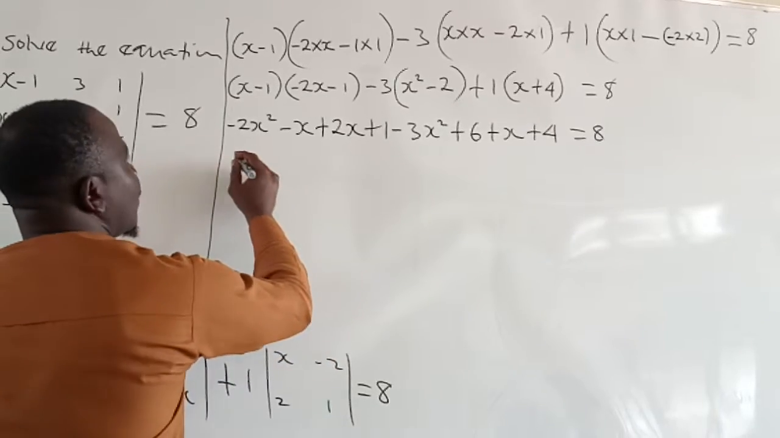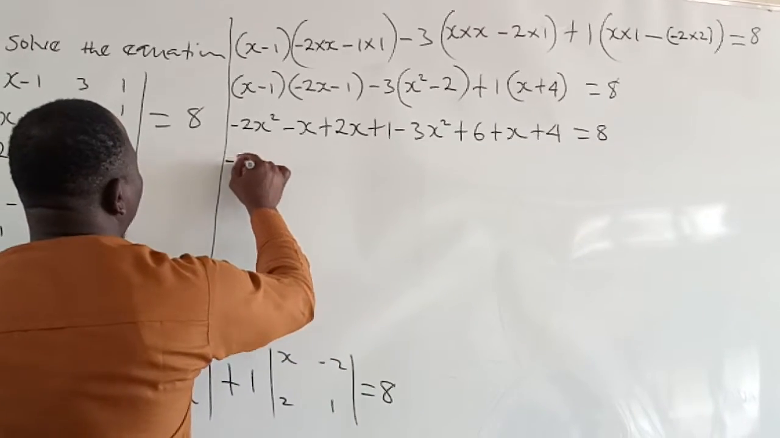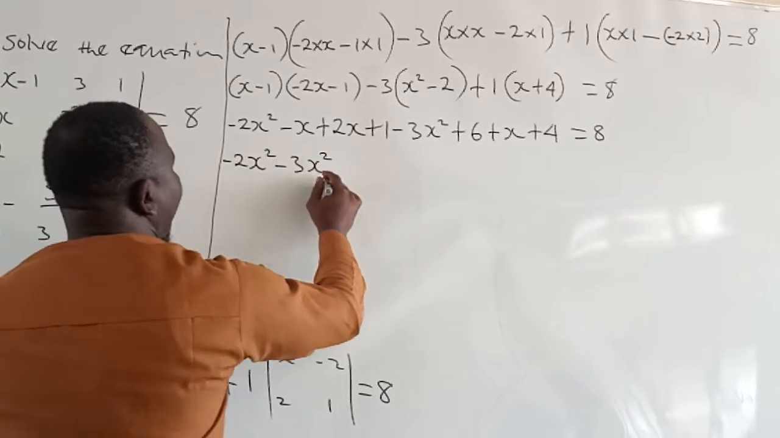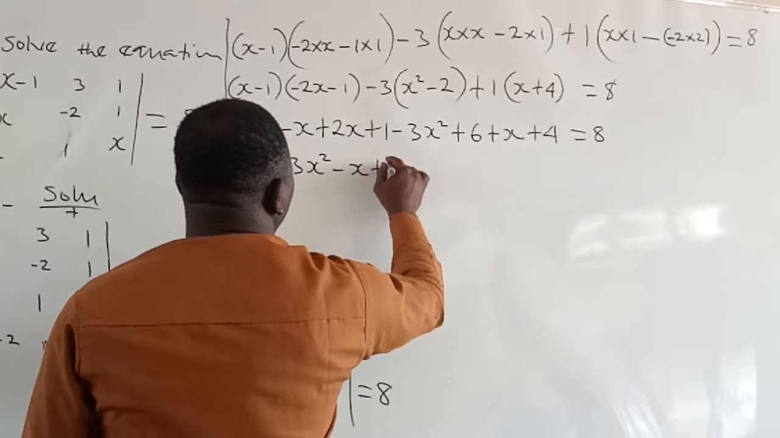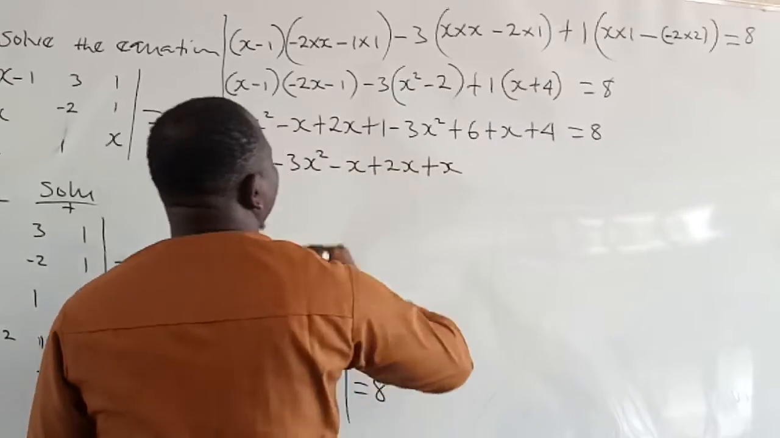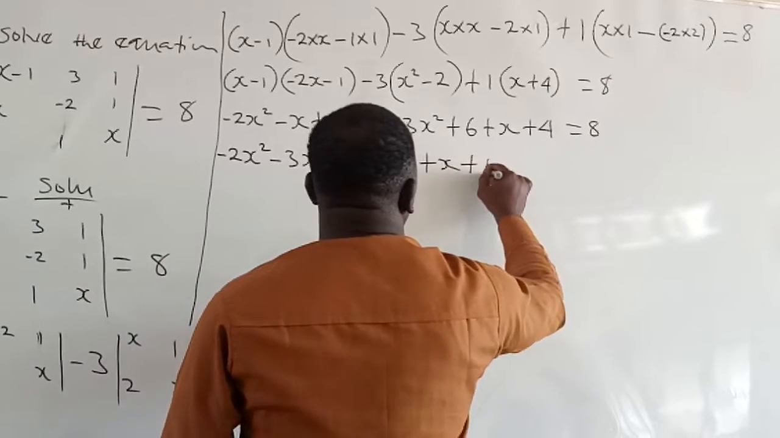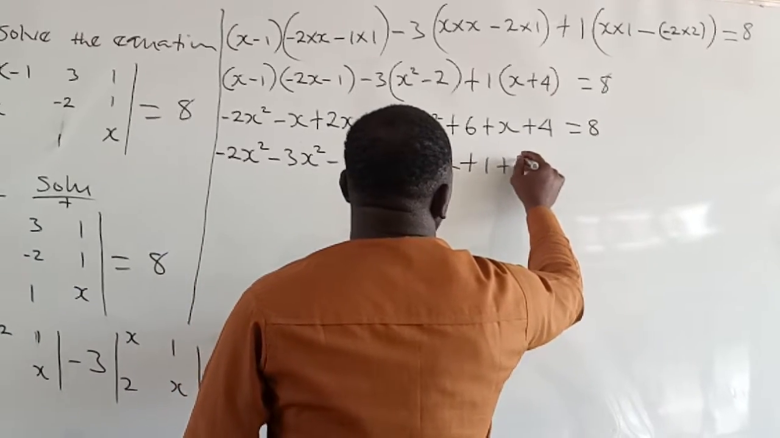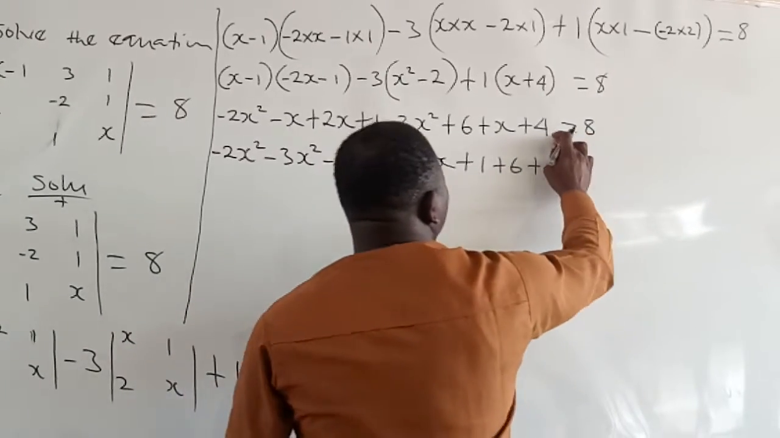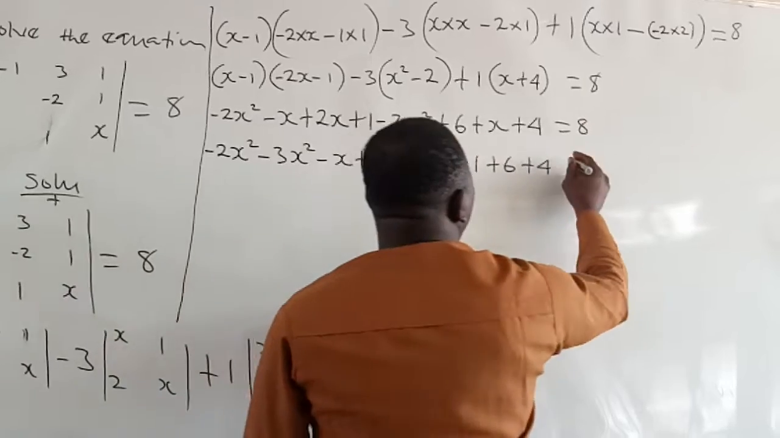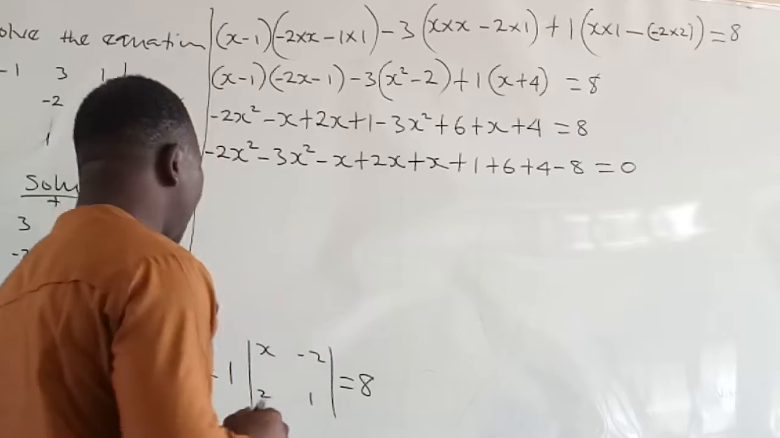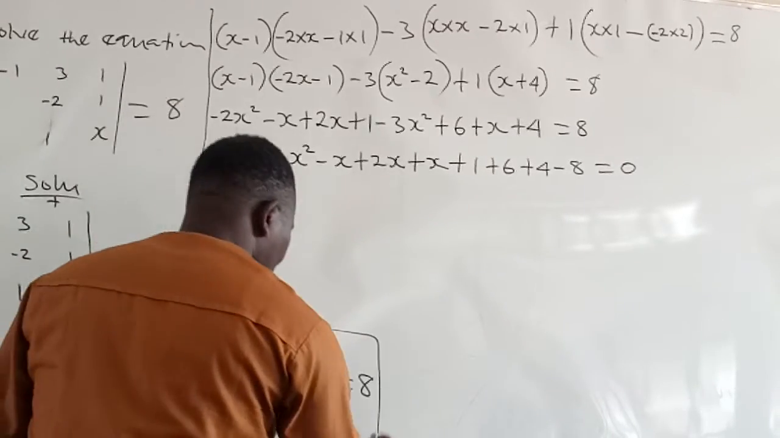So now we are going to write minus 2x squared minus 3x squared, minus x plus 2x plus x. Then plus 1 plus 6 plus 4. Then this 8 crosses the sign of equality, becomes minus 8. Then here will be 0. Is that clear? Okay?